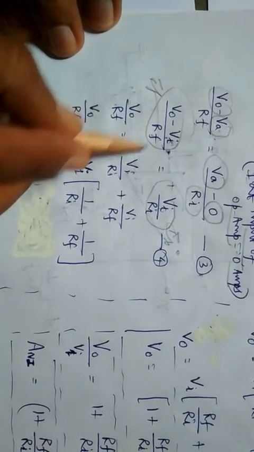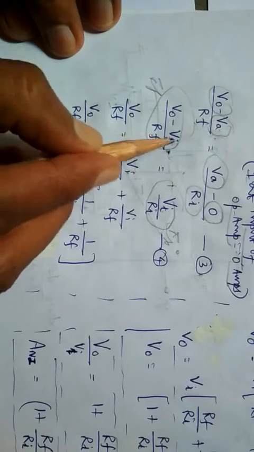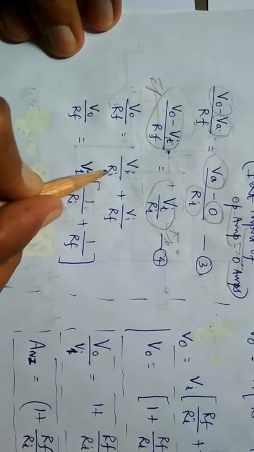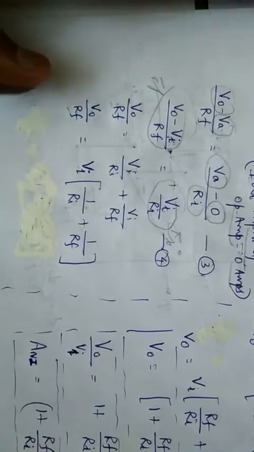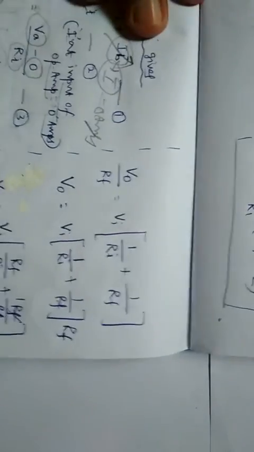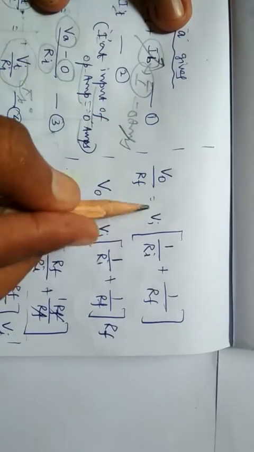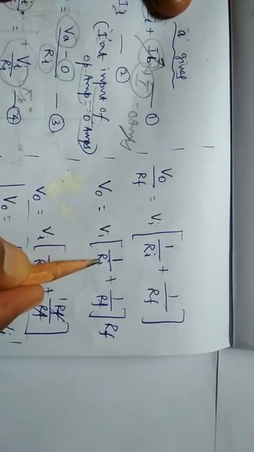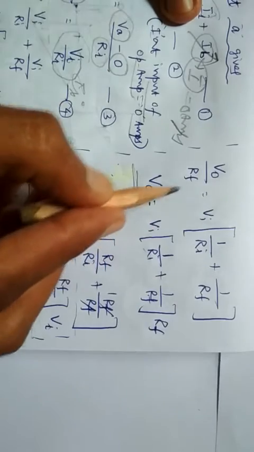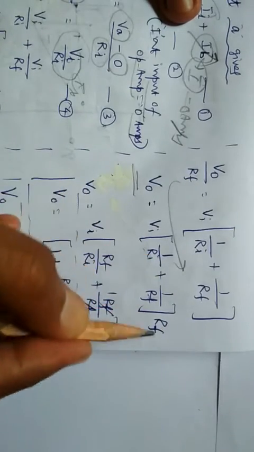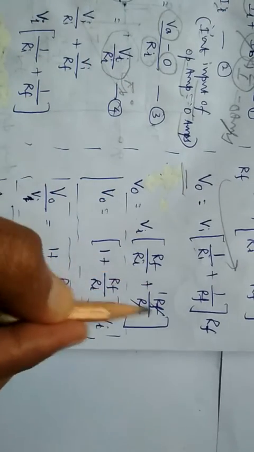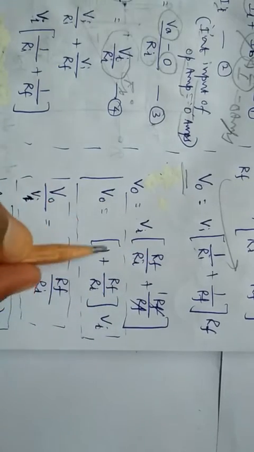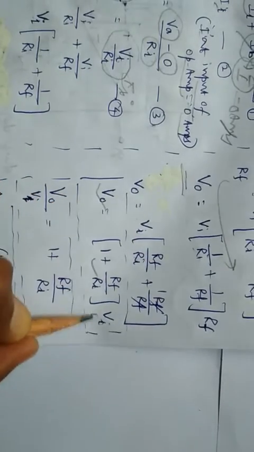So after that, V out by RF equals, you move that minus VI by RF to the right hand side, which makes it VI by RI plus VI by RF. So V out by RF equals, taking VI outside, VI into 1 by RI plus 1 by RF. Here V out equals VI into, you move RF to the right hand side, 1 by RI plus 1 by RF into RF. So V out equals VI into RF by RI plus RF by RF, which is 1. So 1 plus RF by RI you will have. So V out equals 1 plus RF by RI into VI.